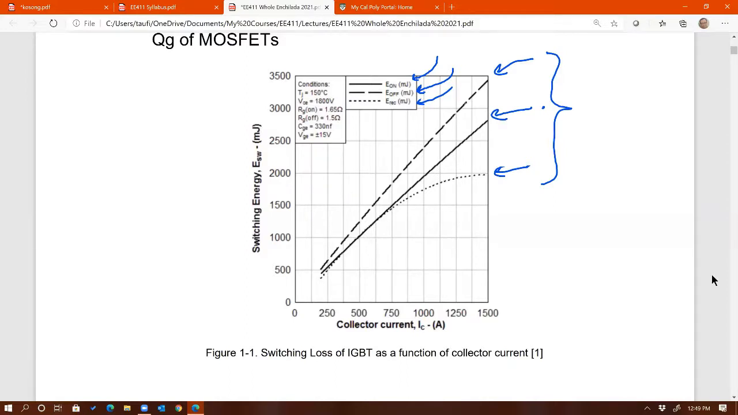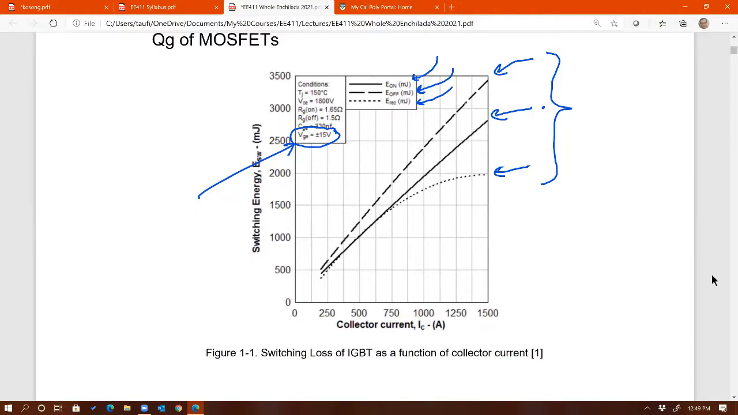By the current. Oh, so this is a function of collector current, right? So for IGBT, losses will mostly be a function of collector current. Same thing with the MOSFET too. In MOSFET it's drain current. But you notice that this loss is also being measured at a certain gate to source voltage, right?